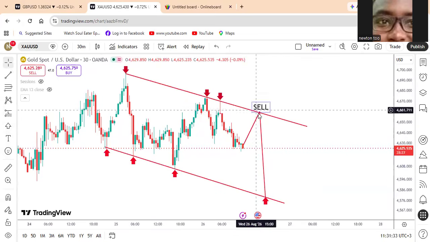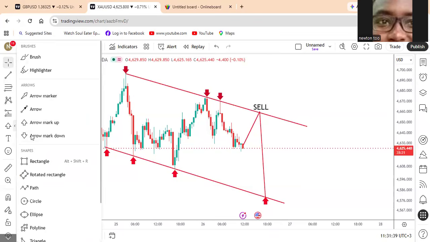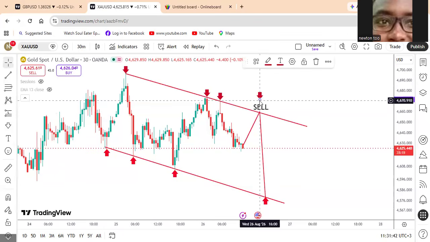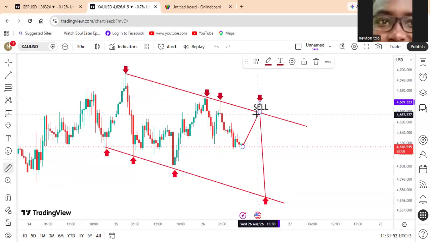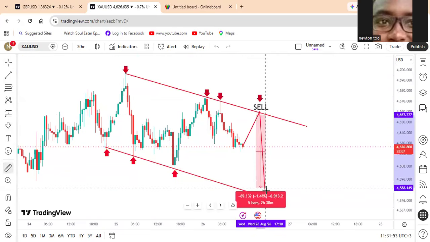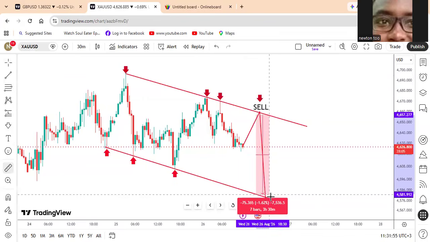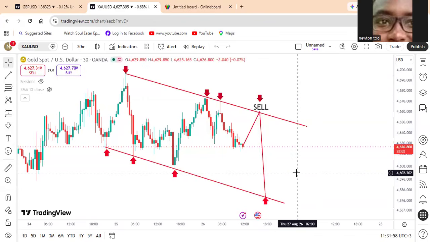So if I get to enter a sell trade here today, which will be my area of interest today here, I'm going to hold this trade from this area here to this area here. That's a lot of pips in the market, guys. It's around 700 pips in the market.